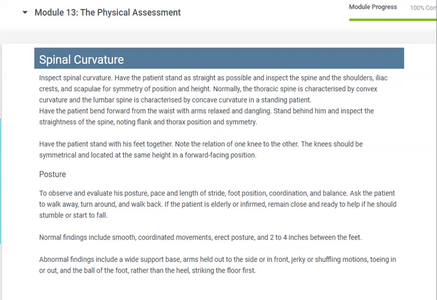Have the patient stand with his feet together. Note the relation of one knee to the other. The knees should be symmetrical and located at the same height in a forward-facing position.